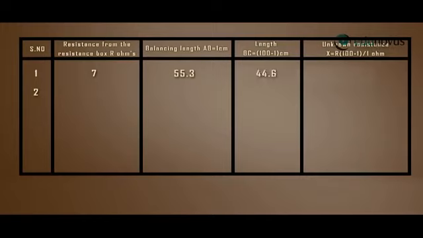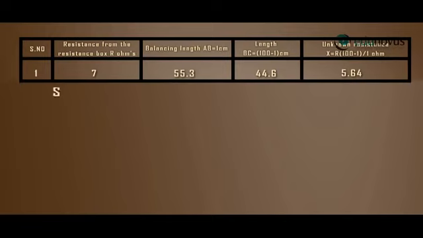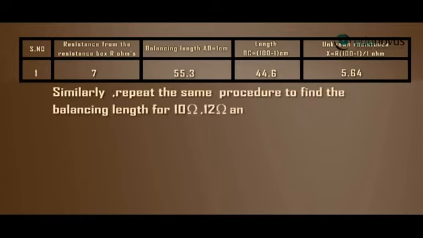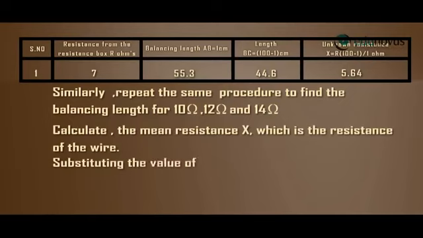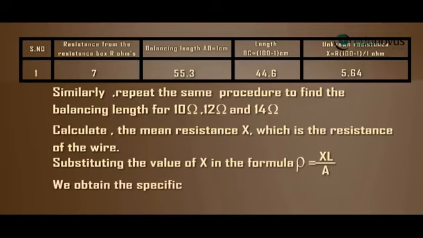Unknown resistance X is calculated using the values of AB, BC and R. Similarly, repeat the same procedure to find the balancing length for 10 ohm, 12 ohm and 14 ohm. Calculate the mean resistance X, which is the resistance of the wire. Substituting the value of X in the formula ρ is equal to XL by A, we obtain the specific resistance of the material of the wire.